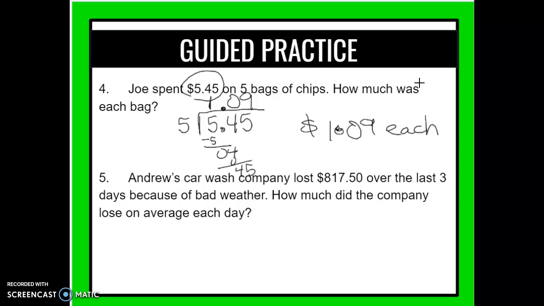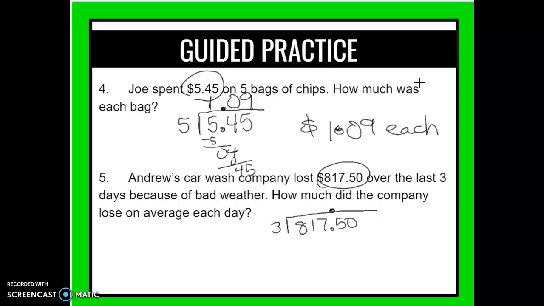Andrew's Car Wash Company lost $817.50 over 3 days because of bad weather. How much did the company lose on average each day? So again, we have some sort of total here, and it's over 3 days. So we need to find out how much for each day.